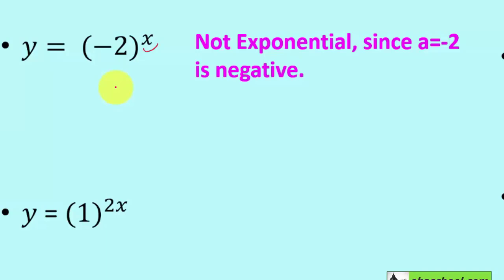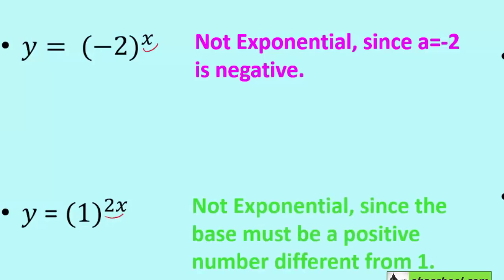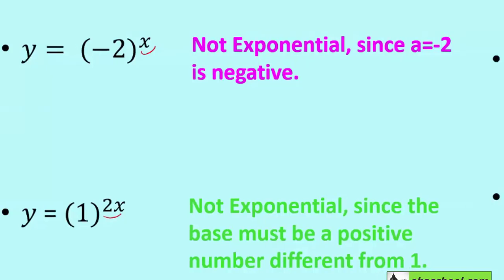Now, y equal 1 to the power 2x. 2x is a variable, but the base here is 1. The rule is y equal a to the power x, where a is a constant number. It can be any positive number except 1, as we have said before, and since the base here is 1, this is not exponential either. Since the base must be a positive number different from 1.